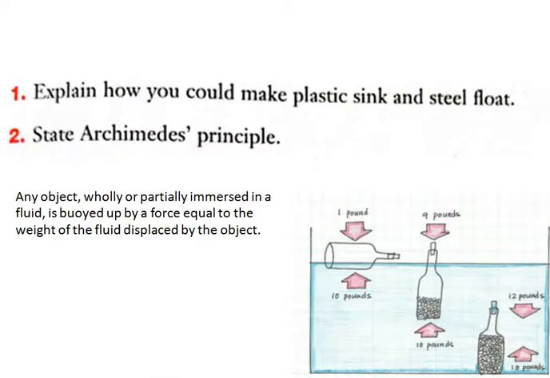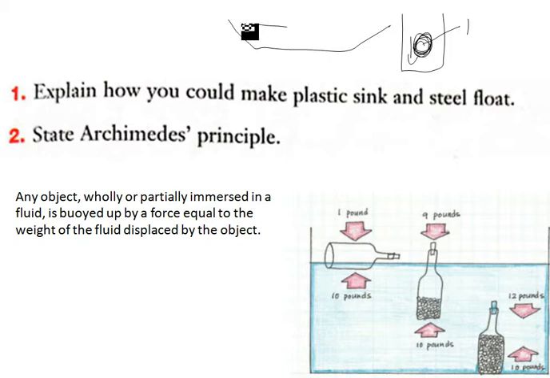Let's keep going. How would we make plastic sink and steel float? Well, we change the shape of the object. So, for example, plastic, if we roll it up into a tight ball, we can change its density and make it greater than 1, and it will sink. And steel, if we change the shape of steel and we make it nice and thin with lots of room to have air in here, we can adjust the density of the steel so that the air helps make it float.